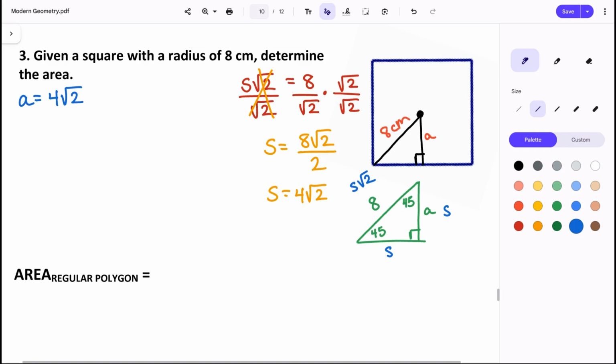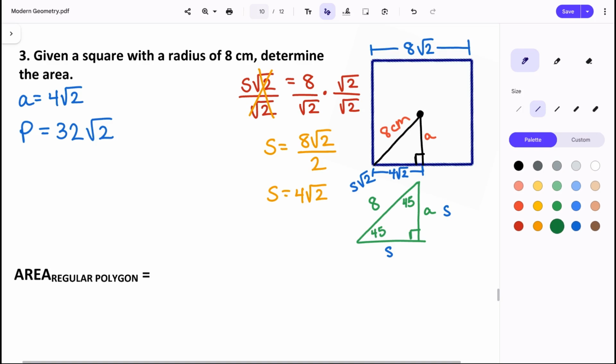That also means that half of the bottom side is also 4 square root of 2. So how much would be a full side? 8 square root of 2. So if from here to here is 4 square root of 2, you just have to double the 4. So a full side is going to be 8 square root of 2. I'm going to write that on the top. What do you do with this to find perimeter? Times by 4. What's 8 times 4? So my perimeter would be 32 square root of 2.